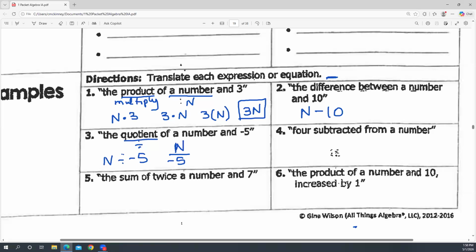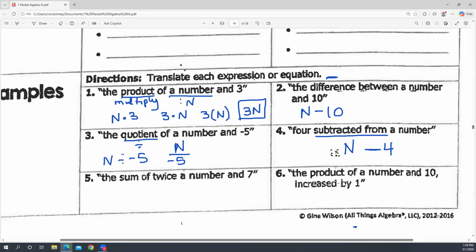Okay, number 4. 4 subtracted from a number. Okay, so I see subtraction, so I know I'm going to need a minus somewhere, right? I've got to subtract something. But what am I actually taking away? I'm taking away the 4 from the number. Remember, subtracted from is on our turnaround phrase list. So you start where you came from, right? You start with the n, a number, take away the 4, subtract the 4 from the number.